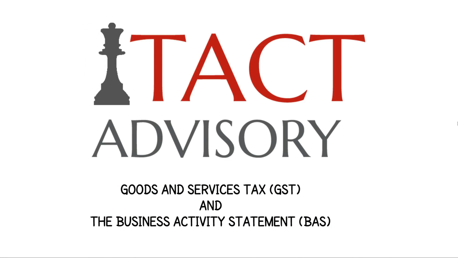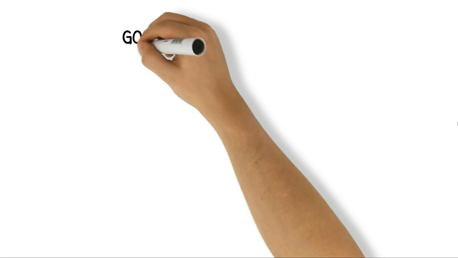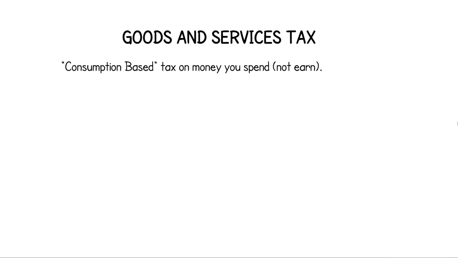To start off with, what is GST and how does it work? GST is a consumption-based tax aimed at the end users of goods and services sold in Australia. The ultimate payers of the GST are the individual consumers. The government aims to tax you for what you spend rather than what you earn.